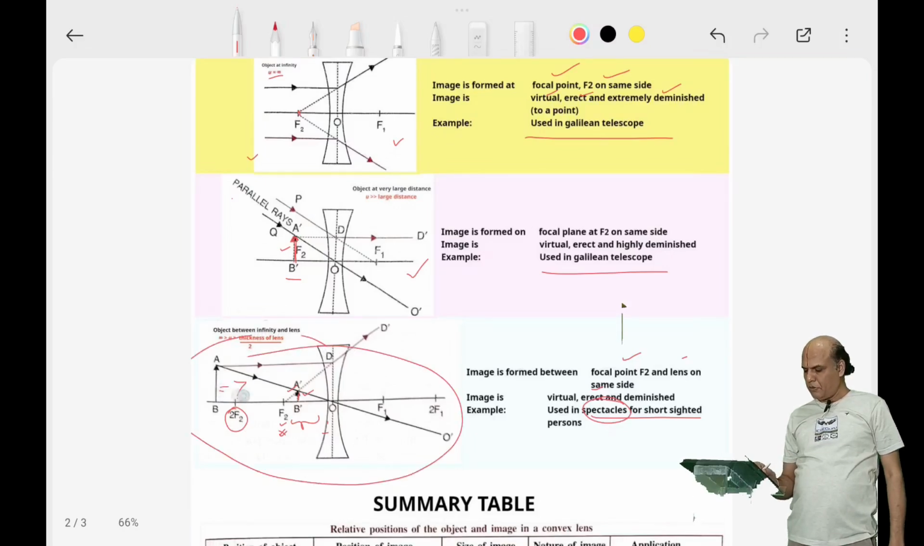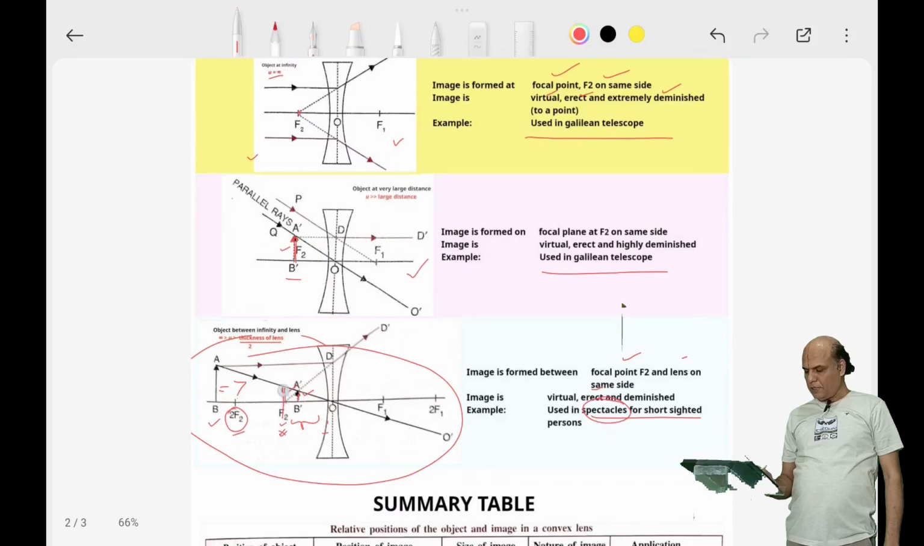Even when the object is moved closer to the lens, until the focal point, the nature of the image and the position of the image doesn't change. What I mean to say is, the position of the image may vary between the focal point and lens, and the diminution may be to a different scale, but it is always formed between the focal point and lens, always diminished, always erect, and always formed on the same side of the object. So that is the reason we need not consider the object at 2F2 or anything.